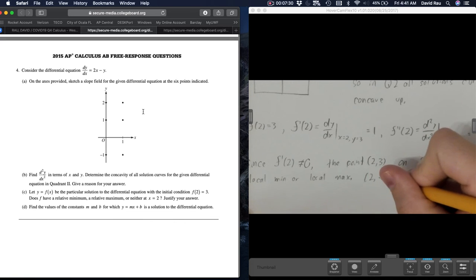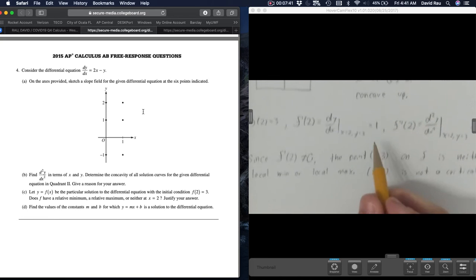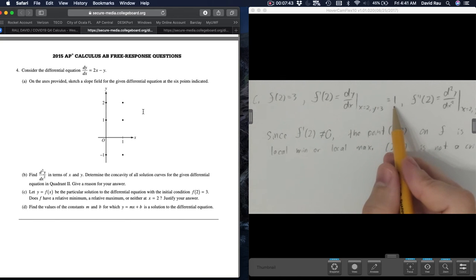I guess we could also just say for the fun of it, 2, 3 is not a critical point, to use the correct vocab. So that's what's going on there. Now, let's say that f prime of 2 was 0. How would you determine whether it's a local min or local max?